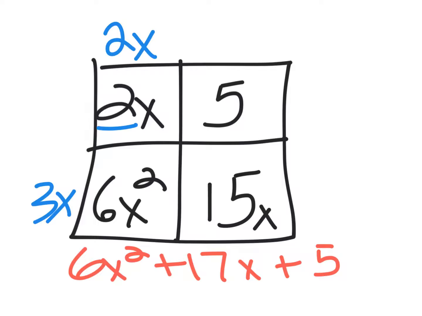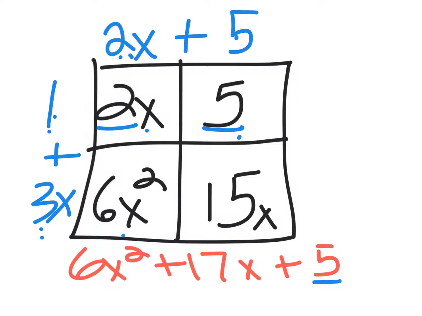And then we have to figure out how we are going to get 5. Well, the only factors of 5 are 5 and 1. So because the 5 is here, our 5 has to go here, and our 1 has to go here. So 1 times 2x gave me 2x, 1 times 5 gives me 5, 3x times 2x is 6x squared, and 3x times 5 is 15x. Let's take a look at the next one.